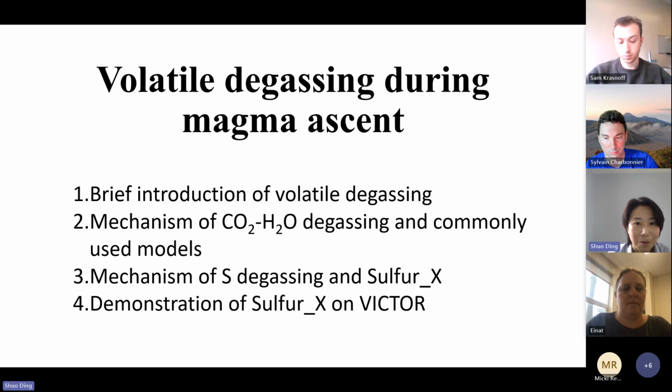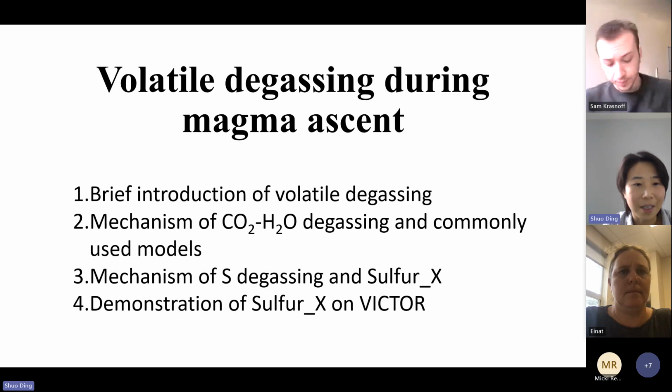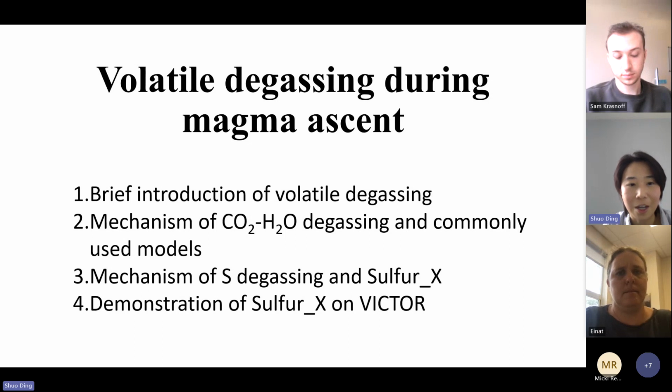So in today's presentation, we'll talk about volatile degassing during magma ascent. The flow of the presentation will be: first I will briefly introduce volatile degassing, including some common approaches like modeling, melt inclusions, and experiments. Then I will briefly introduce the mechanism of CO2 and water degassing and some commonly used models. The focus of today will be the mechanism of sulfur degassing and how SulfurX works. Lastly, I will demonstrate how to run SulfurX on Victor, what each input parameter is, and how to interpret the results spreadsheet.